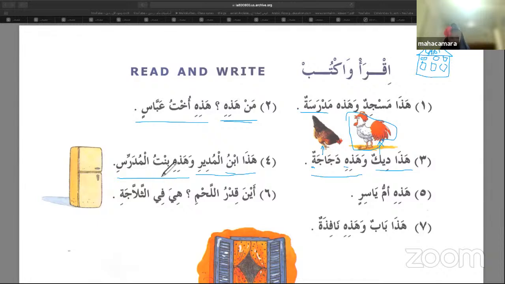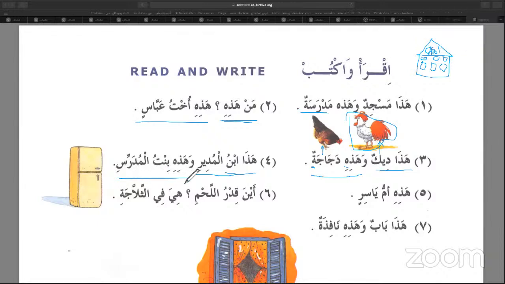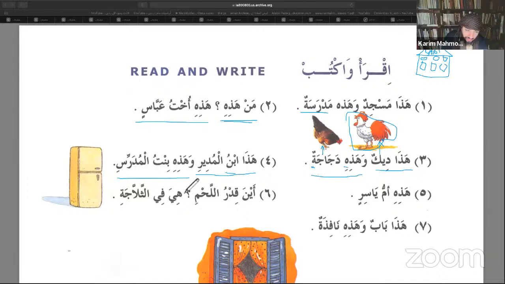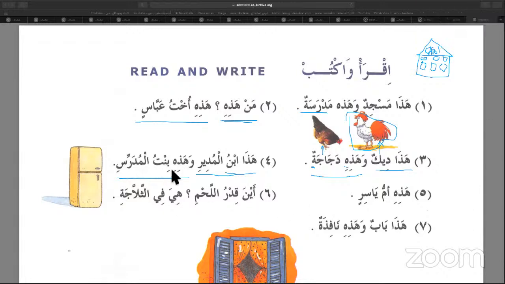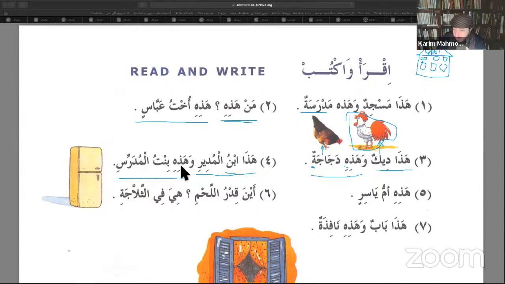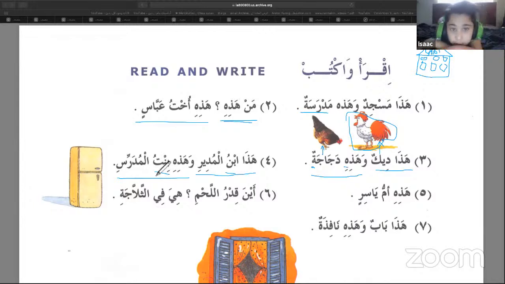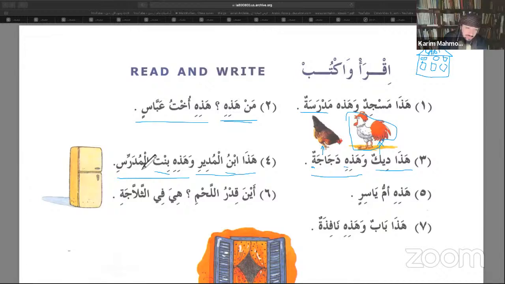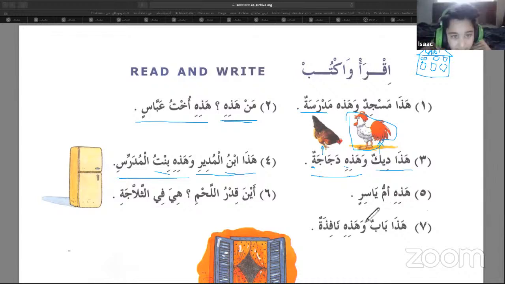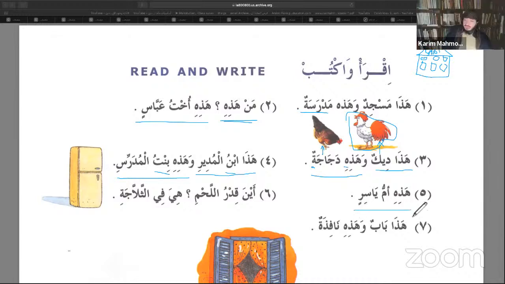وهذه بنت المدرس. Okay, هذه is this is. بنت means what? Daughter or girl. Okay, daughter. بنت المدرس. The daughter of who? Of المدرس. Who's the مدرس? Teacher. مدرس means teacher. It means me. Remember that. Okay. This is the daughter of the teacher. Okay, let's go to the next one.